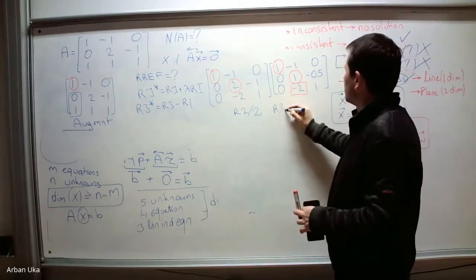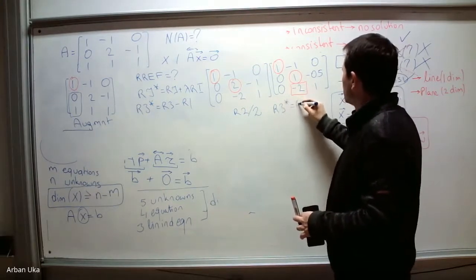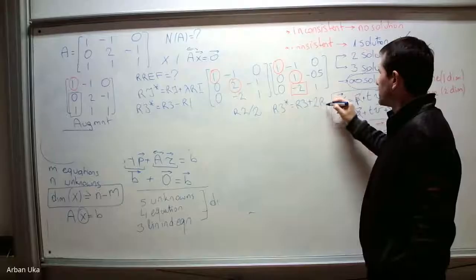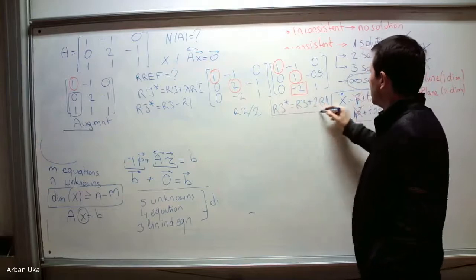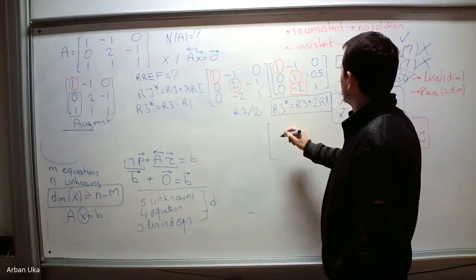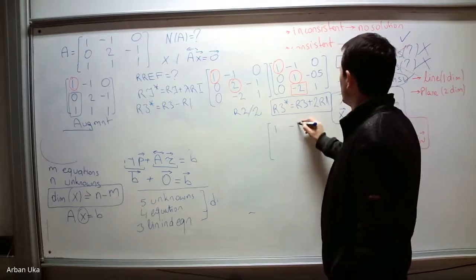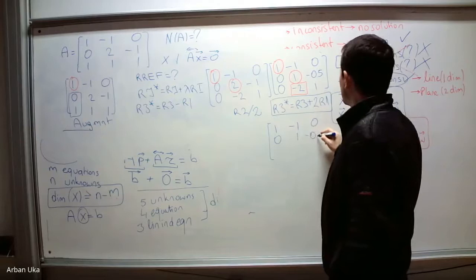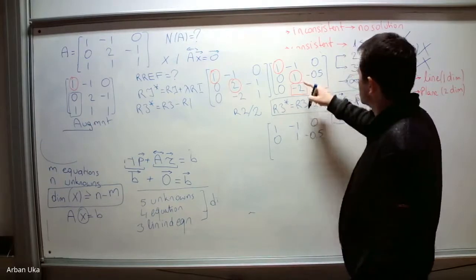This is going to be row 3 star, which would be equal to row 3 plus double row 2. That's correct, plus 2 times R1. So this is what we have here, and then here we have the following. We get 1 minus 1, 0, 0, 1 minus 0.5, and here let's see what we get.